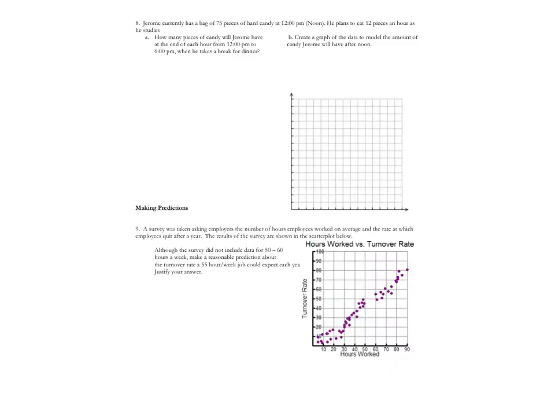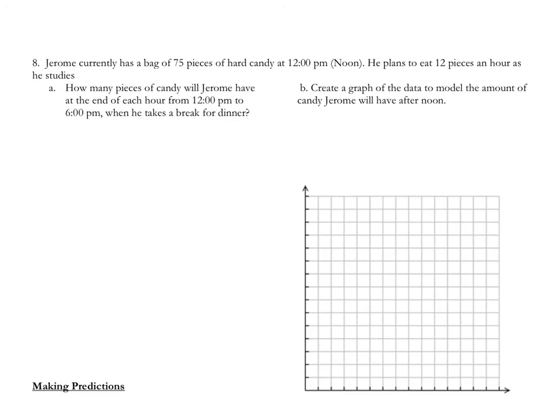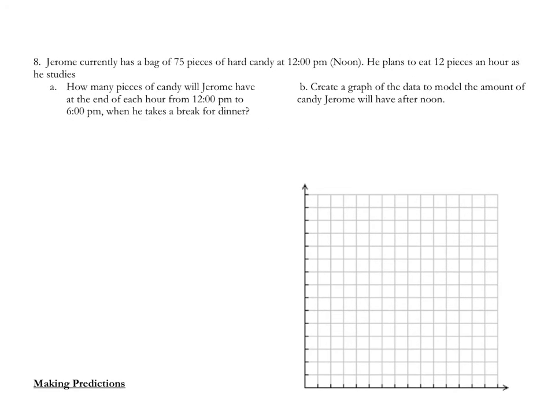All right, let's look at the next one here. Okay, Jerome currently has a bag of 75 pieces of hard candy at noon. He plans to eat 12 pieces an hour, as he studies. How many pieces of candy will Jerome have at the end of each hour from 12 noon to 6 p.m. when he takes a break for dinner? Well, he's not going to feel like dinner after all that candy.